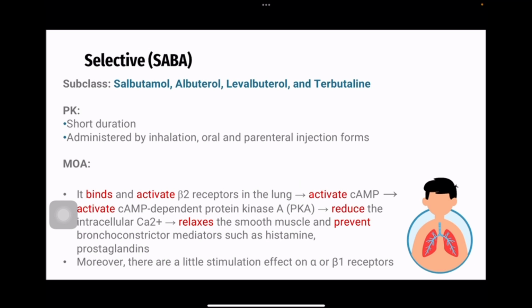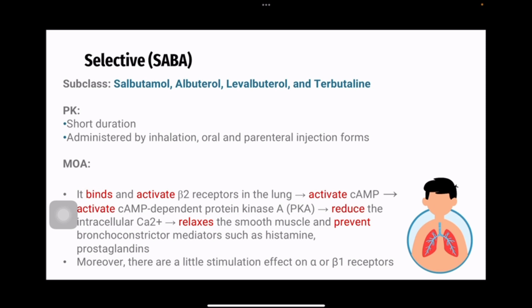Okay, the selective one now. The selective ones we have are salbutamol, also known as Ventolin, and albuterol. Okay, the pharmacokinetics: it has a short duration, but not as short as adrenaline. It acts for at least 4 hours, and we can administer it by inhalation, oral, or parenteral injections.